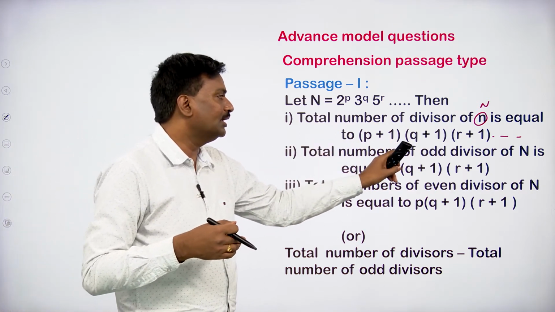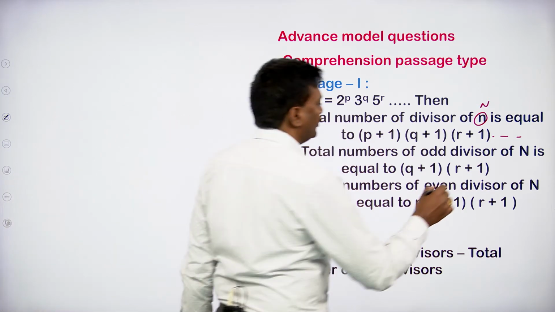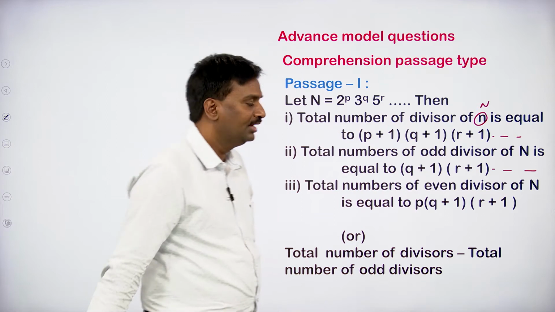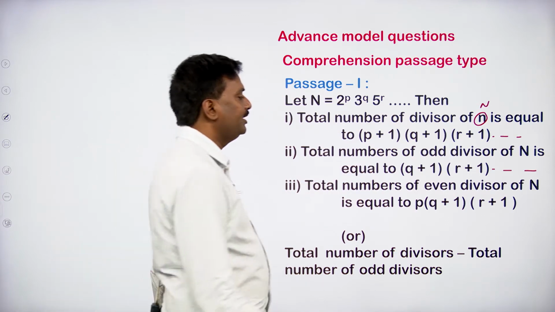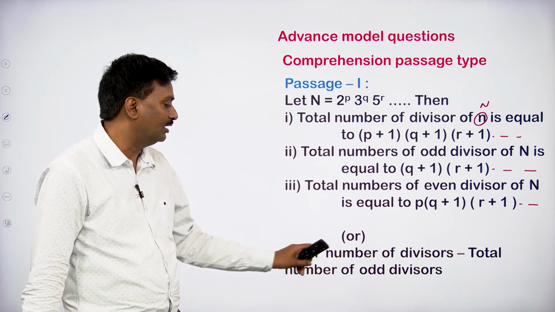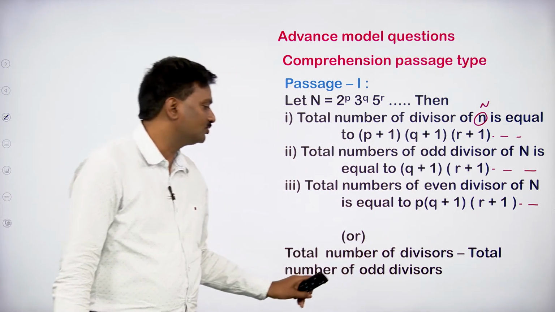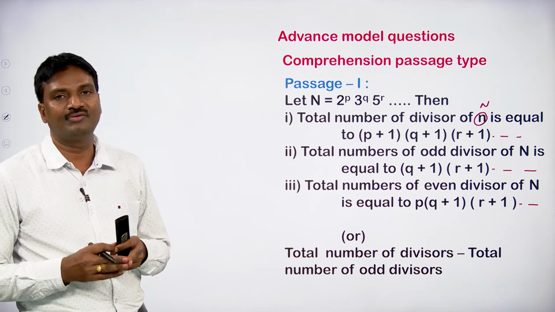Next, the total number of odd divisors of n is equal to (q plus 1) into (r plus 1) into so on. Next, the total number of even divisors of n is equal to p into (q plus 1) into (r plus 1) into so on, or you may use this formula: total number of divisors minus total number of odd divisors. So, these two are related to the third one only.